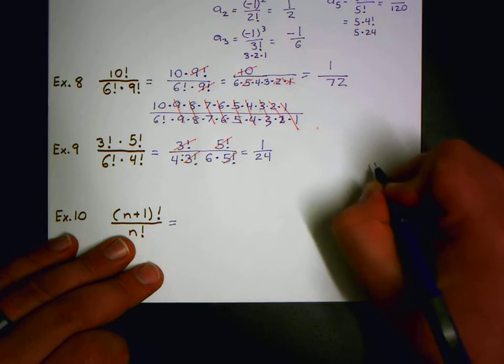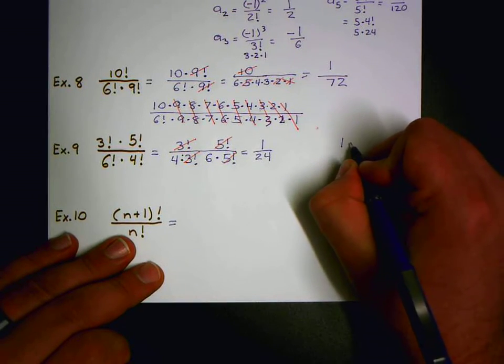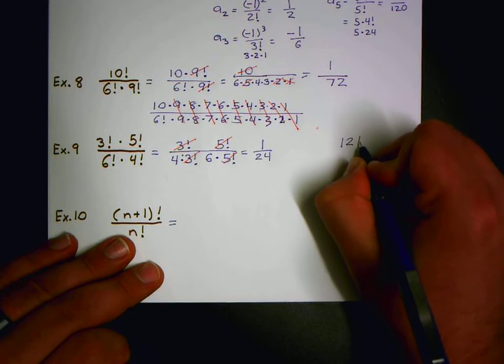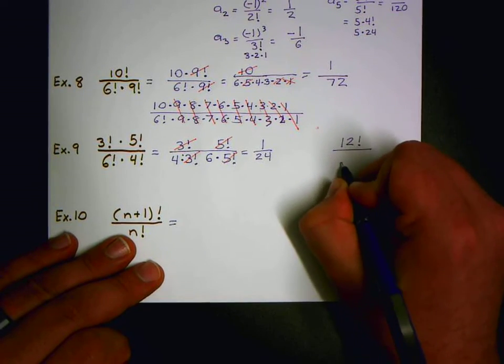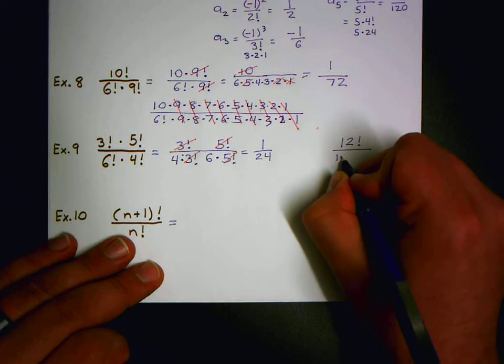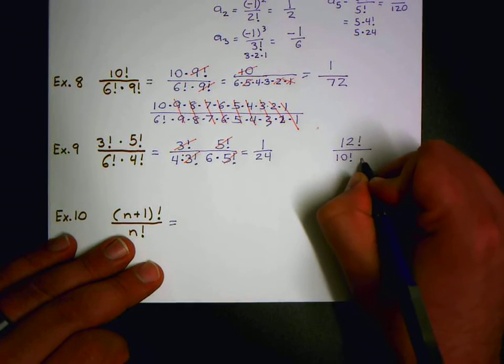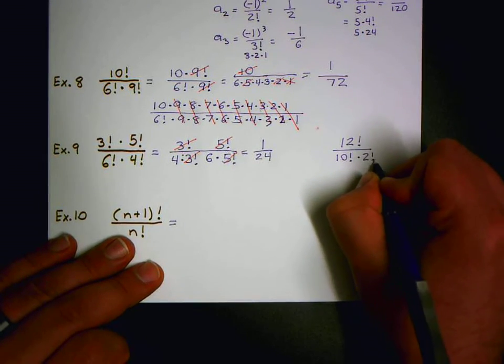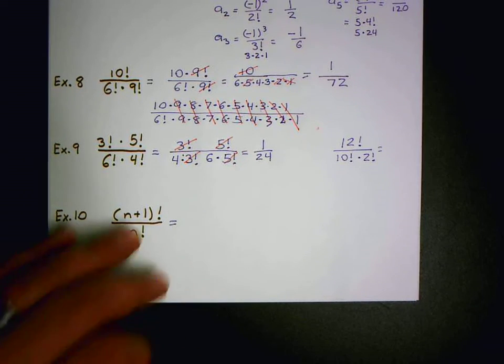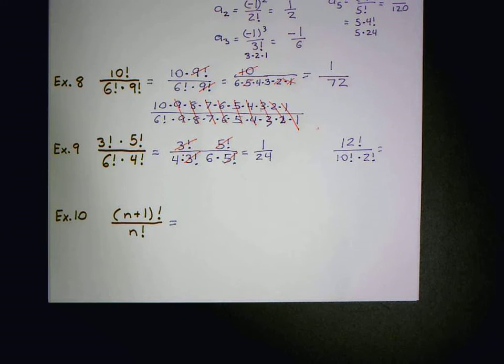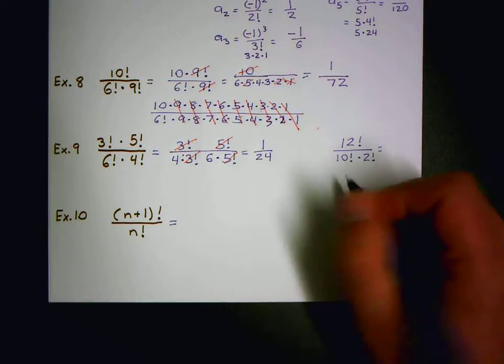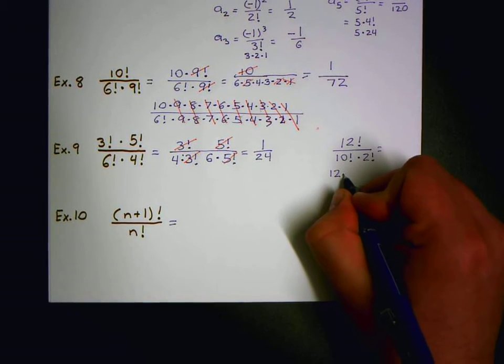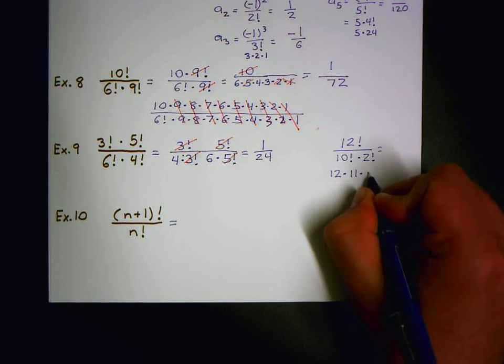What if I gave you something like this? 12 factorial over 10 factorial times 2 factorial. What is that going to be? Answer is going to be 66. It's when you take it out, it's 12 and 11, but then you take 2 out of 12 and it's 6.